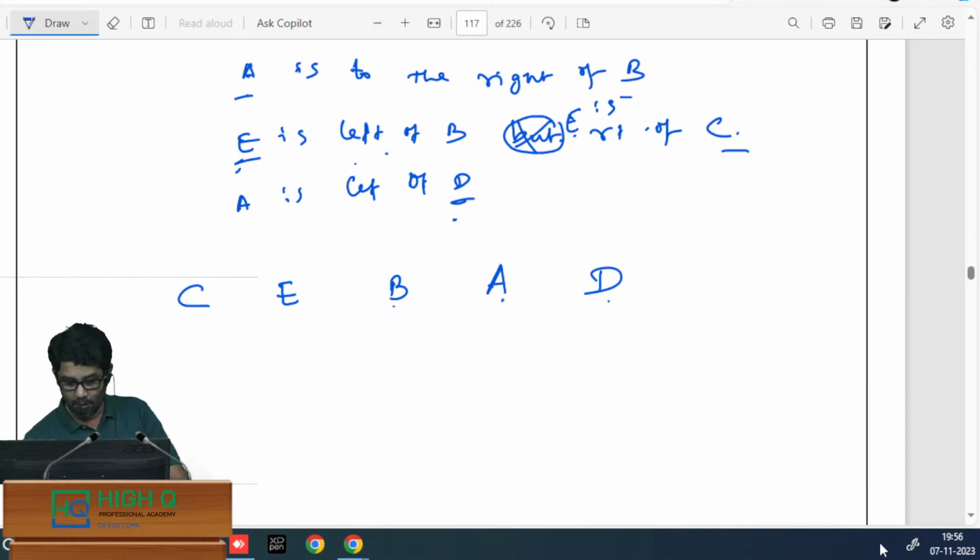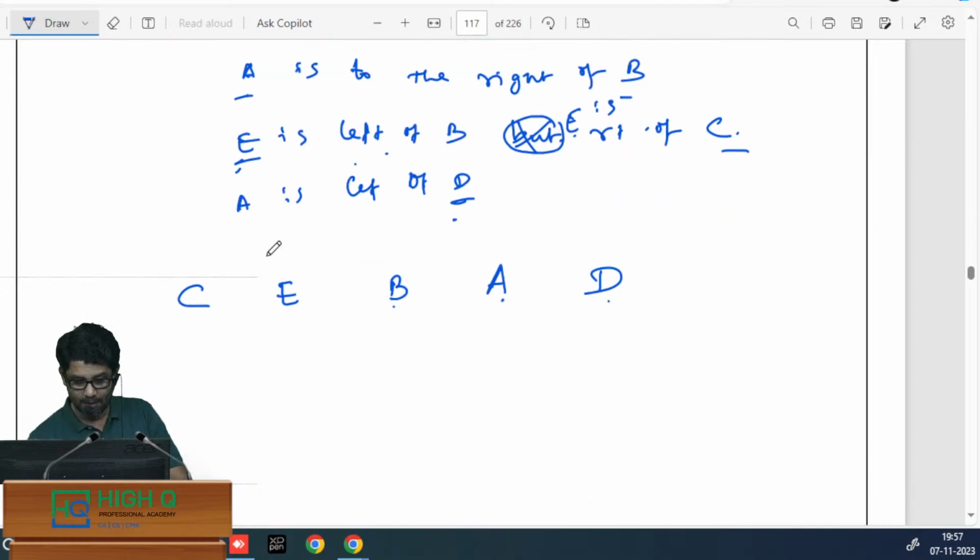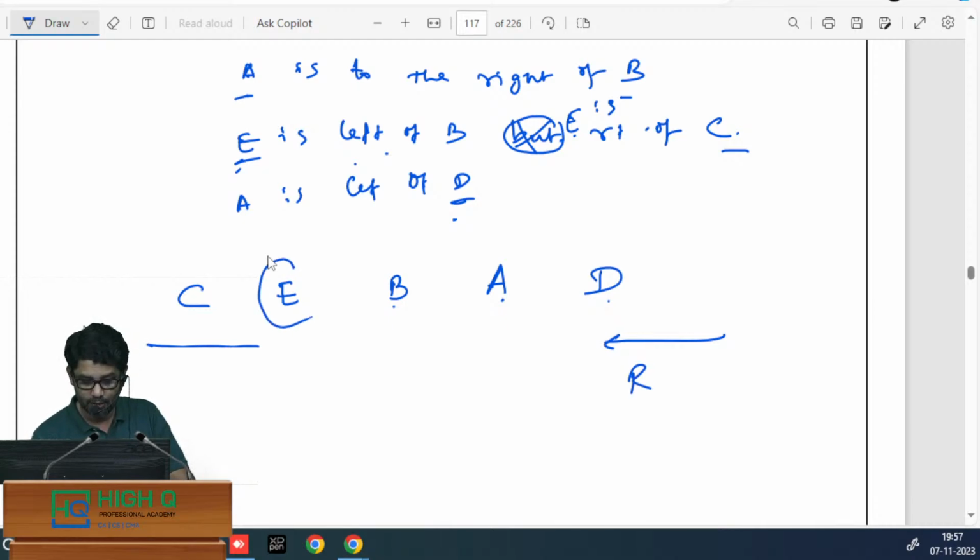Yes. Now, what exactly is the question? Who is second from the left hand? This is our left hand and this is your right hand. So who is second from the left hand, my dear? Second from the left hand, E. So is our answer E, my dear? Have you all got the answer as E? C E B A D. Yes. Very good. E is our answer.